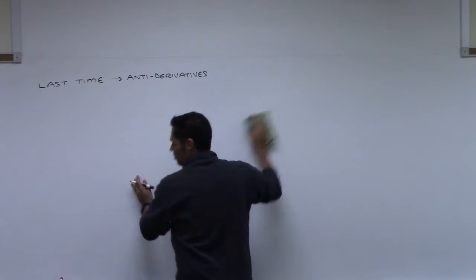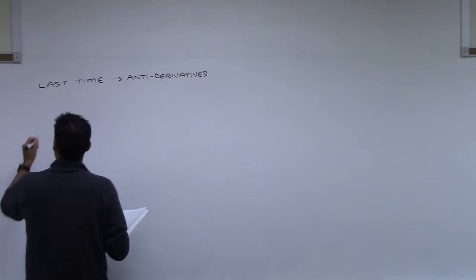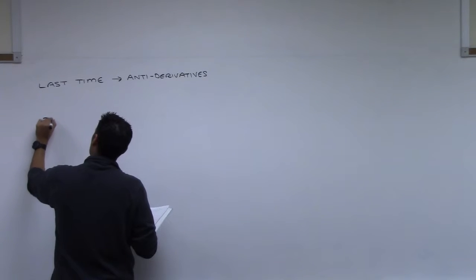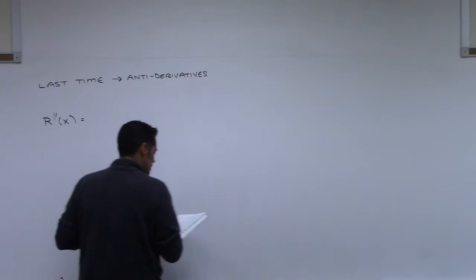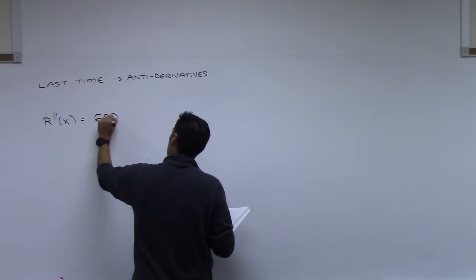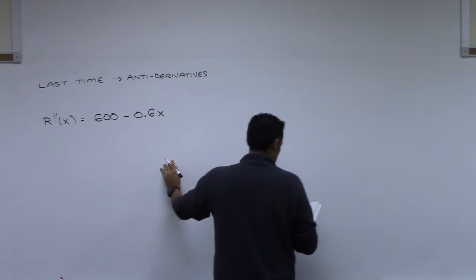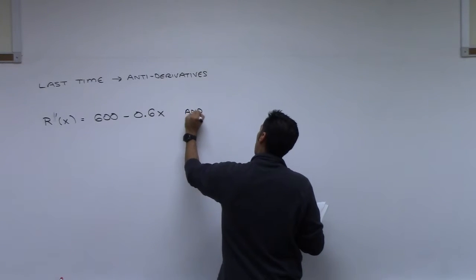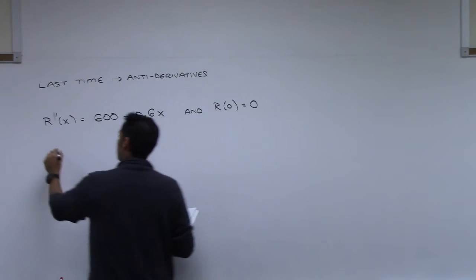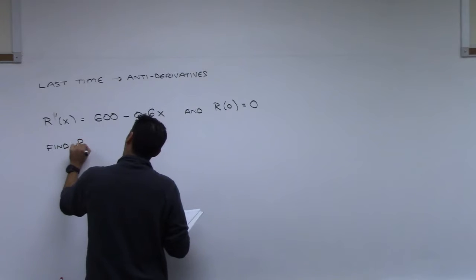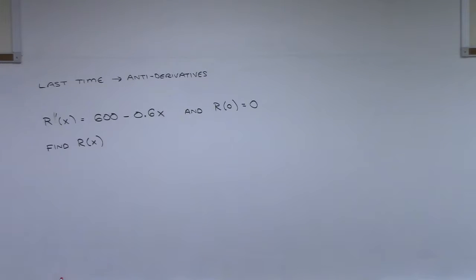So let's start with this one. Let's say that I tell you that the derivative of, that's supposed to be a derivative mark, let's say I tell you that the derivative of some function is 600 minus 0.6x, and then I tell you r of 0 equals 0. And I ask you to find r of x. All right, so let's first try and understand what's going on here.